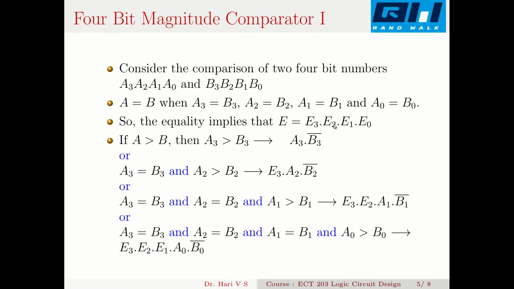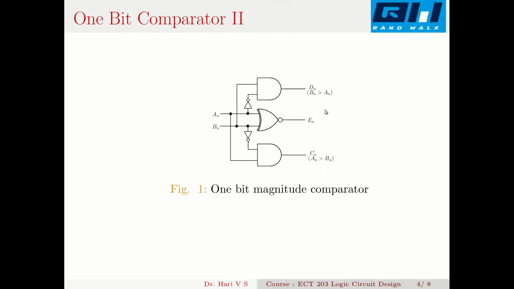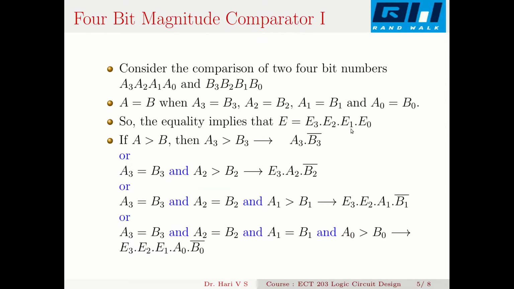What are E3, E2, etc.? You have to compute them with this En cell. I apply A3 B3 here and you get E3, apply A2 B2 here and you get E2, apply A1 B1 and you get E1, and apply A0 B0, you get E0. Then you AND all four of them together, E3 E2 E1 E0, and if this is high, then the numbers are equal. A is equal to B.